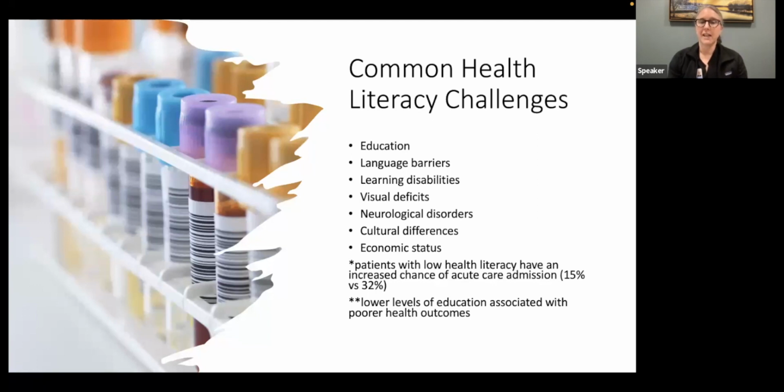We're also looking at things like language barriers. And so language barriers can come in a variety of different forms. It could be because of a preferred language. So we see a lot of patients who have their first language is not English. So it might be a difference in language. It could be because they have a loss of language due to a stroke, such as aphasia.